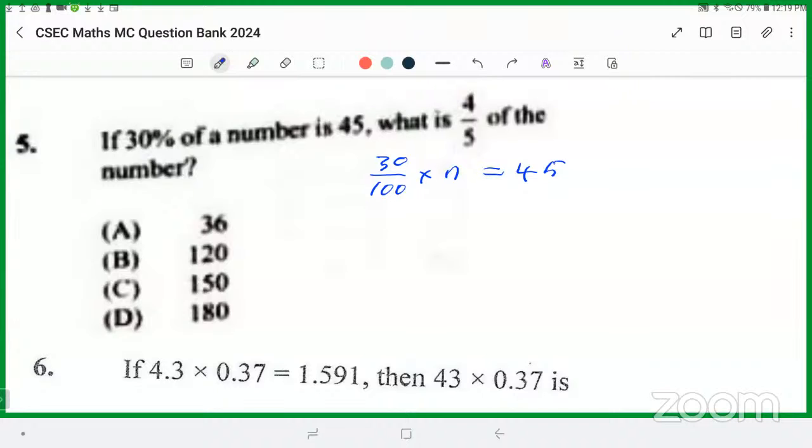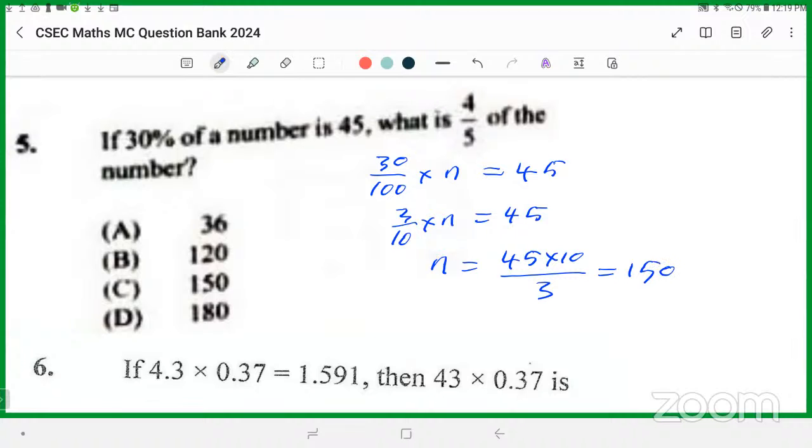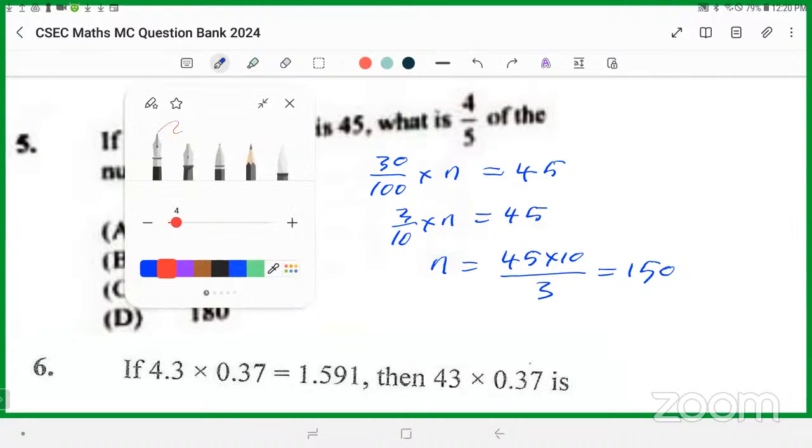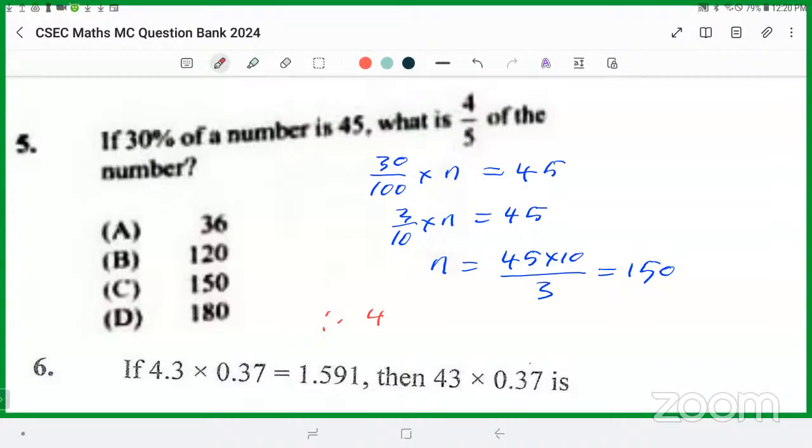You could say, okay, 3/10 of the number equals 45. So you're going to get the number equals 45 times 10 divided by 3. So multiply up the 10 and divide by 3. So this means that the number is 150. So the same calculation, you want 4/5 of 150 now. So maybe this is the easier way to do it. So come back for the red now. You can say, therefore, 4/5 of 150 is the same 120.